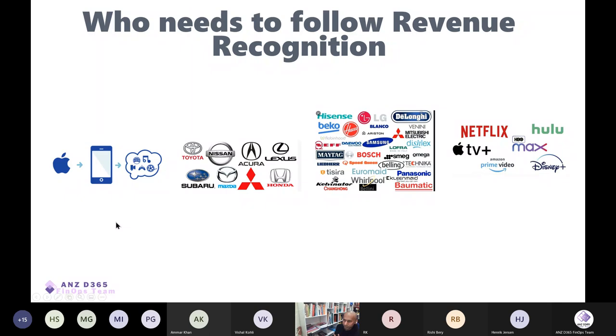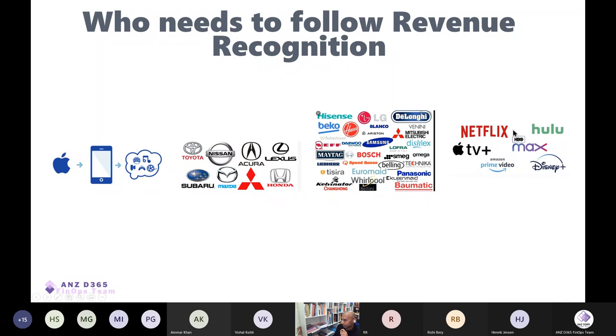Right, so who needs to follow revenue recognition? What kind of industry, what kind of businesses? I would say almost everyone in the world, all companies need to follow revenue recognition to some extent. For example, Apple selling a mobile phone. With the mobile phone, they also sell warranty, right? They sell 1 year, 2 year, 3 years warranty, extended warranties, right? So revenue recognition will be applicable for any company selling warranties. Any company who sells a product sells warranty as well.